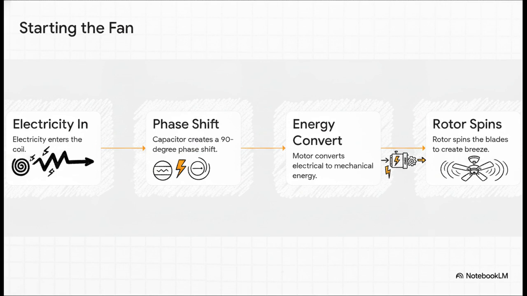Let's quickly walk through how this plays out. First, electricity enters the coil. Second, our hero, the capacitor, steps up and creates that 90-degree phase shift, giving us a rotating magnetic field. Third, this shift allows the motor to smoothly convert that electrical energy into mechanical energy. And finally, boom, the rotor holding the blade starts to spin efficiently. Actually, a fun tip, if your ceiling fan ever needs a physical push from your hand to get going, it's highly likely that this exact capacitor has degraded and lost its charge.